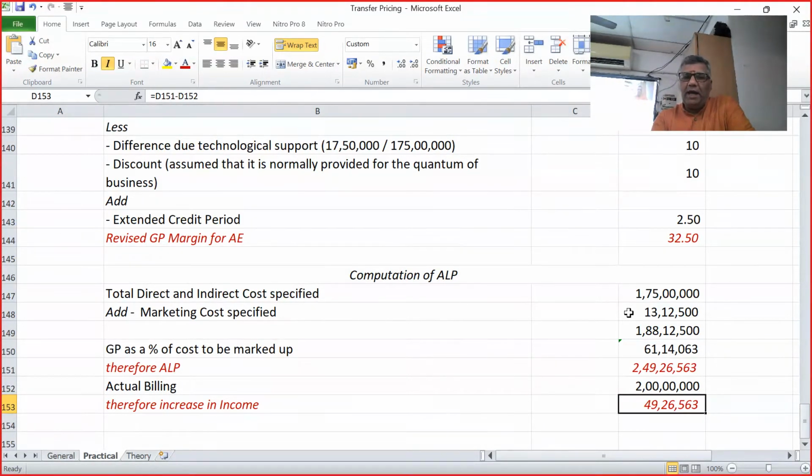But they haven't done 5, that I know. They have just added 10, less 10, but I don't know. Oh, you have a valid point. 10% will be on sales and not on cost. It's a valid point.